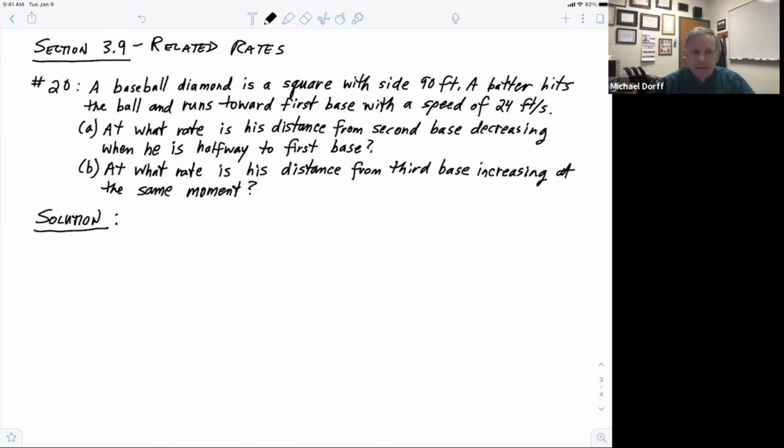In part A, it says, at what rate is his distance from second base decreasing when he's halfway to first base? So let's look at this here. This is going to be part A. I'm going to draw a diagram here.